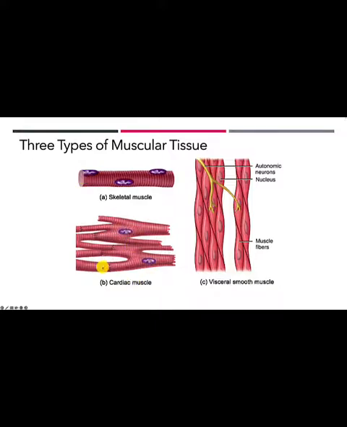We have the cardiac muscles. These would be cardiomyocytes, slightly different in shape than the skeletal muscle, but they are also striated. Let's look at some of the differences. Skeletal muscle is much longer, and within a single skeletal muscle fiber, we have multiple nucleation. So there are lots of nuclei on skeletal muscle fibers.